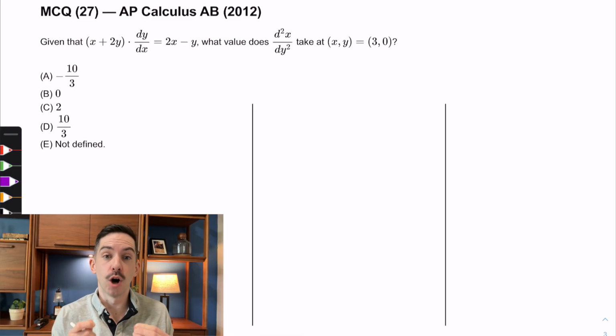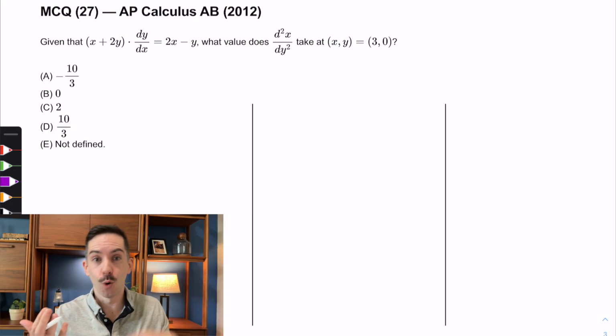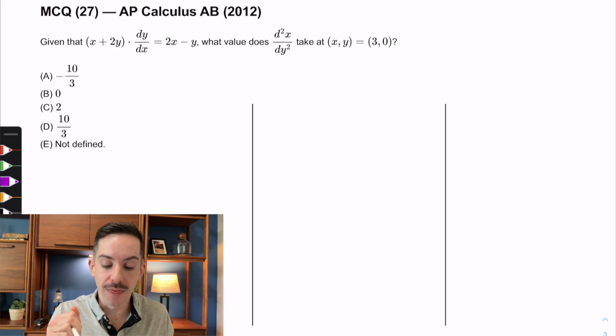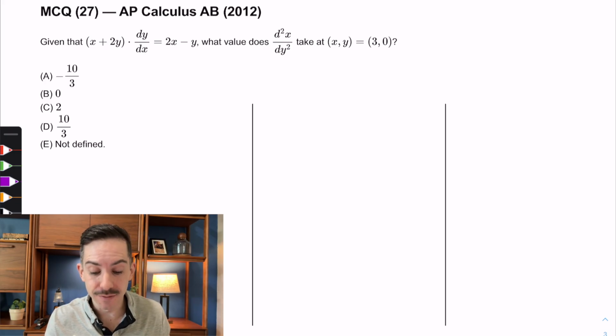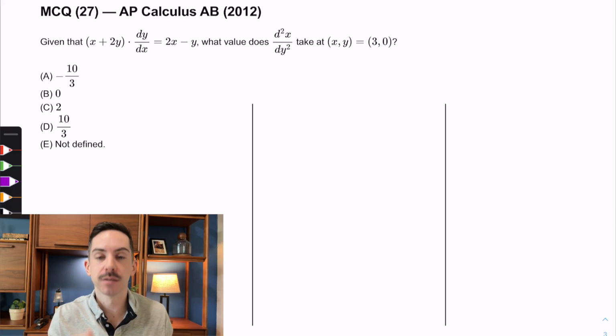Question 27 is all about implicit differentiation. We're given this implicit equation that's relating x, y, and dy by dx, and we're being asked to calculate the value of the second derivative, d2y by dx squared, at a particular point, (x, y) being (3, 0).